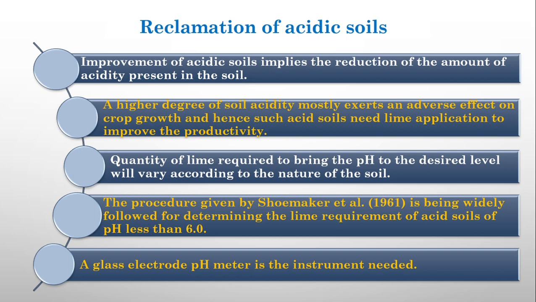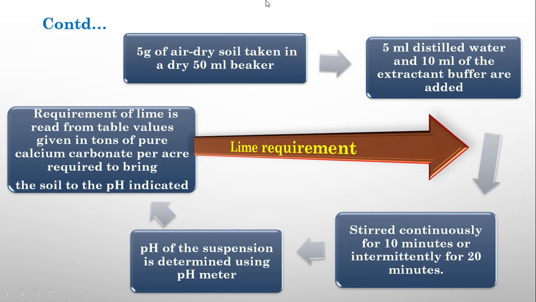For improving the acid soil, we will use lime. The procedure for calculating the amount of lime, that is how much lime is required to remove the acidity of a soil, is known as lime requirement. The procedure for that was introduced by Shoemaker et al. in 1961, and it is found out by means of a glass electrode pH meter. Okay, the instrument used is glass electrode pH meter. We will see the procedure for that. So this is the procedure for calculating the lime requirement of the soil.